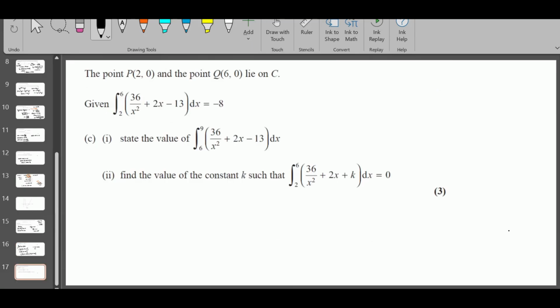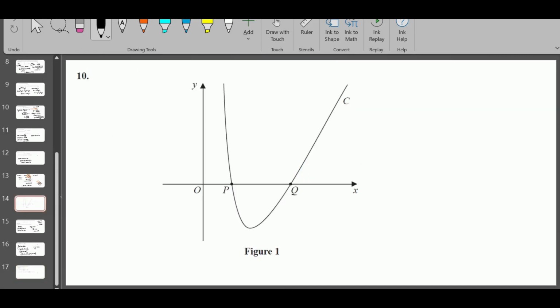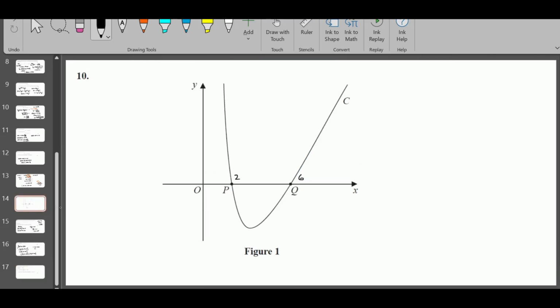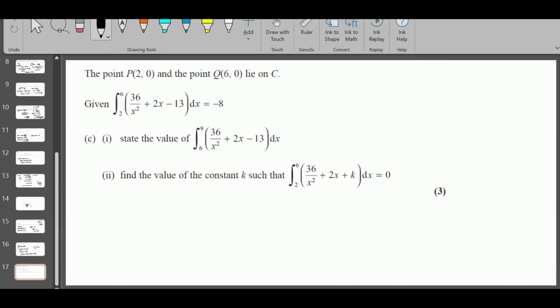The next part C. The points P and Q lie on C. P of 2, 0, Q of 6, 0. Okay, this x coordinate is 2 here, x coordinate is 6 here. Now, when you integrate the curve from 2 to 6, you will get this area, right? It will be a negative number, that's minus 8, which is given here. State the value of the integral from 6 to 9.